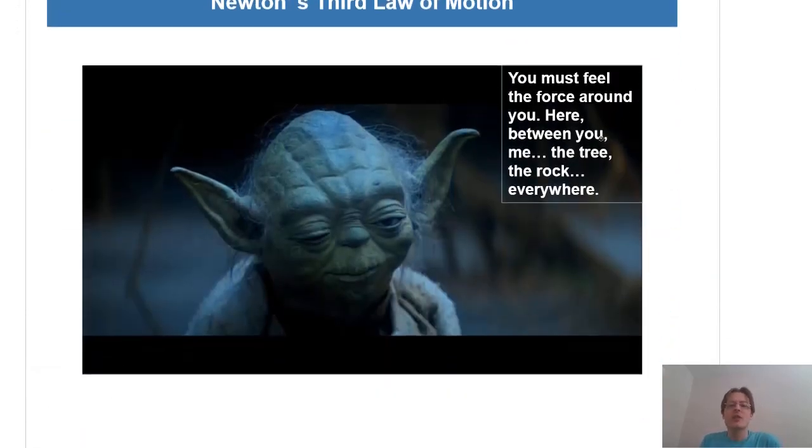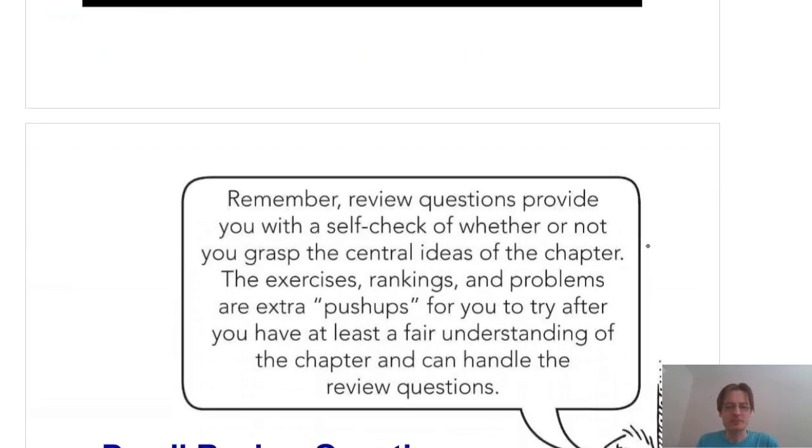Yoda said, the force is between you, me, and everything else. There's no such thing as a force in isolation. Forces are always an interaction between two objects.